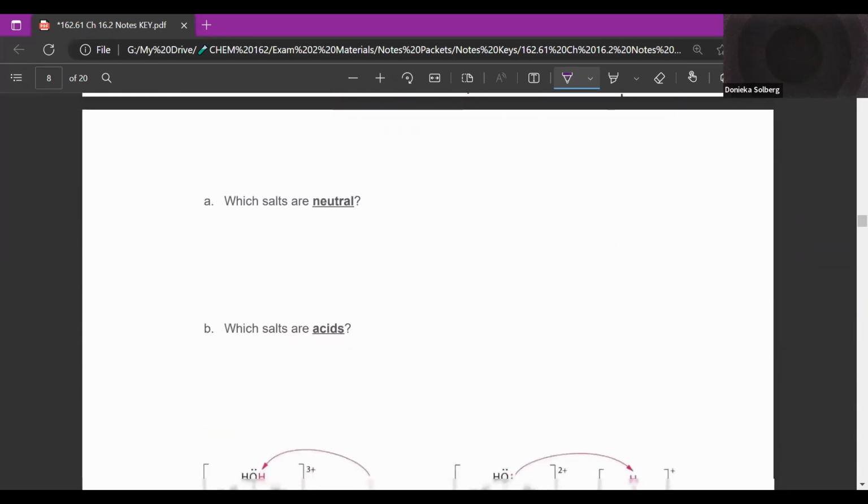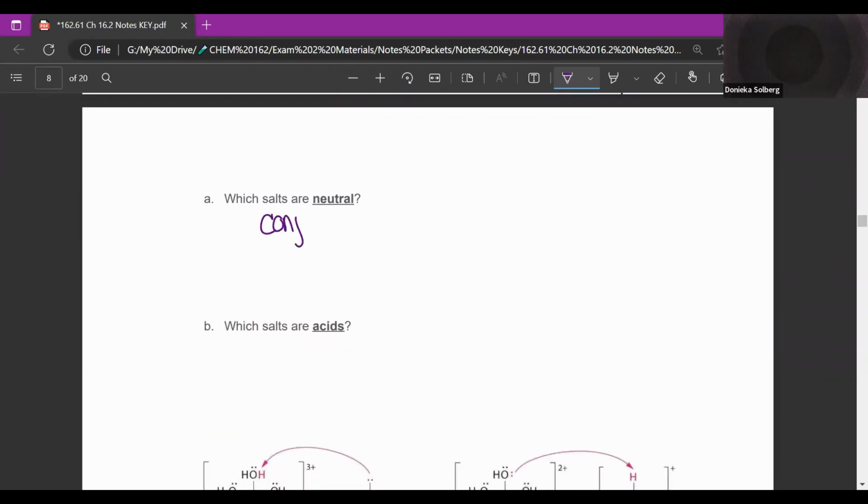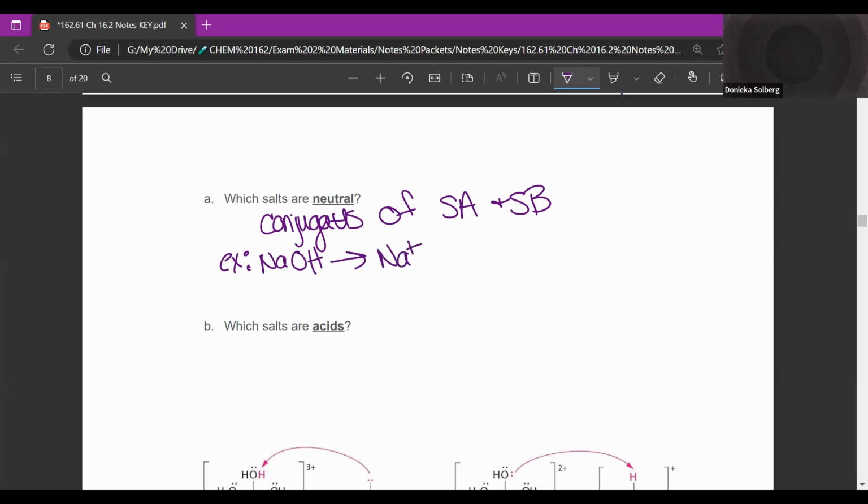So these are the conjugates of strong acids and strong bases. If you know your strong acids and strong bases, which you should, you will be able to tell. For example, NaOH is a strong base. I know when I put this in water, I get Na plus and OH minus. Full forward arrow, it does not go backward, meaning Na plus can't do anything. It cannot go in the reverse direction. It cannot react and act acidic.